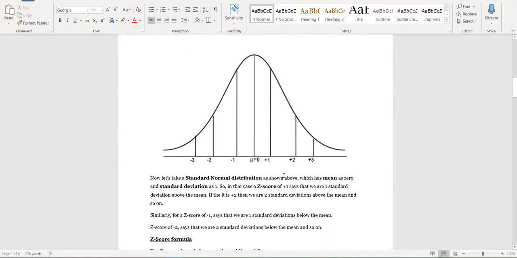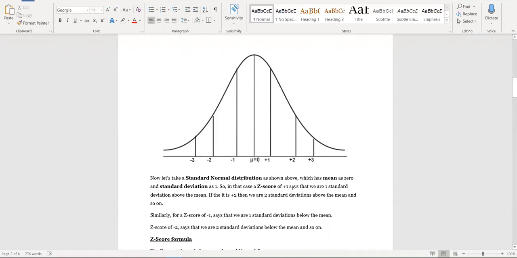So this curve has a mean of 0 and a standard deviation of 1. How this relates to a z-score is, suppose we have a z-score of 1, that means it's one standard deviation away from the mean. That's what it means. Suppose we have a z-score of 1.7, say, so that means it's 1.7 standard deviations away from the mean.